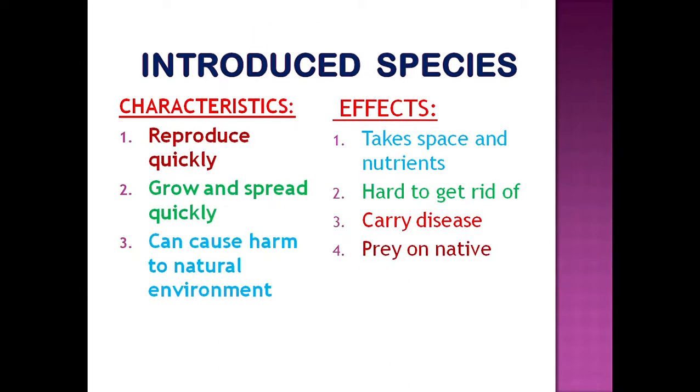Now, let us know the characteristics of introduced species. They reproduce very quickly, they grow and spread very quickly, but they can also cause harm to the natural environment. Coming to its effects, they take more space and nutrients, they are very hard to get rid of, they carry diseases and also prey on natives.